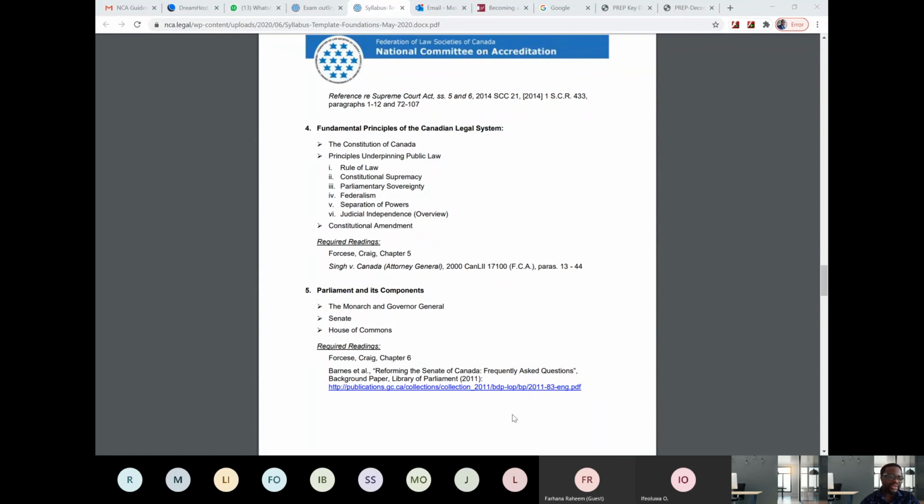Another principle is parliamentary supremacy. What does it mean? We often hear that Parliament is the most supreme organ of government, and it can enact good or bad laws. Are there any restrictions to the ability of Parliament to enact laws? We'll also be looking at parliamentary privileges.